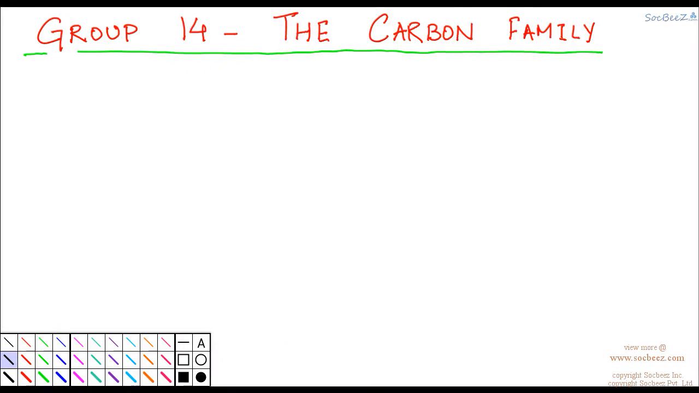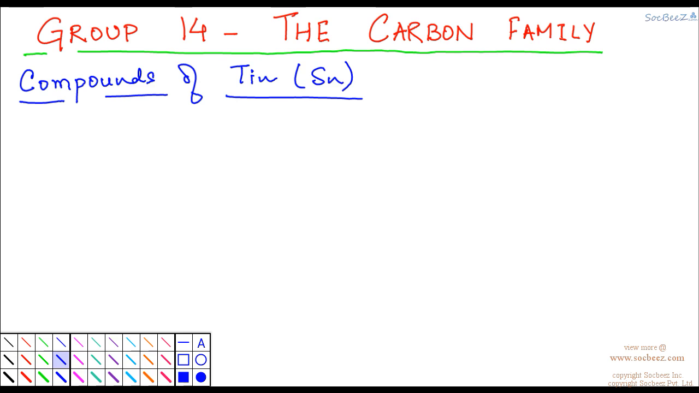Hello everyone, in this video we are gonna see some of the important compounds of tin. So the heading would be compounds of tin, Sn. In the compounds of tin we are gonna see some of the oxides and chlorides of tin. The other compounds are not important and are also not in your syllabus.